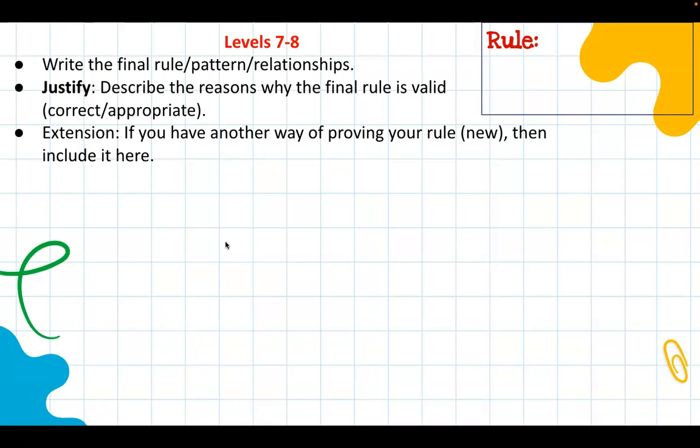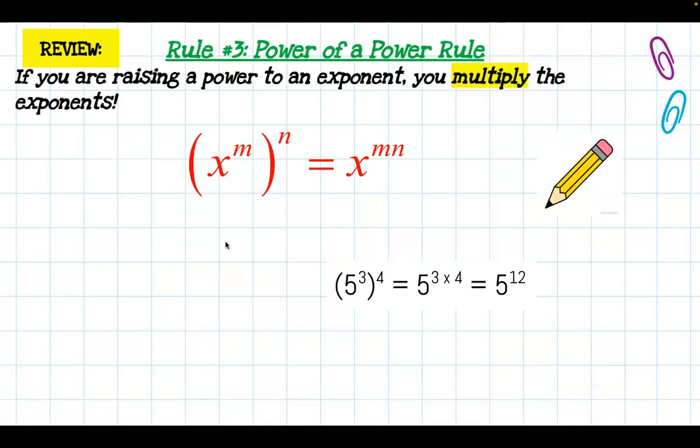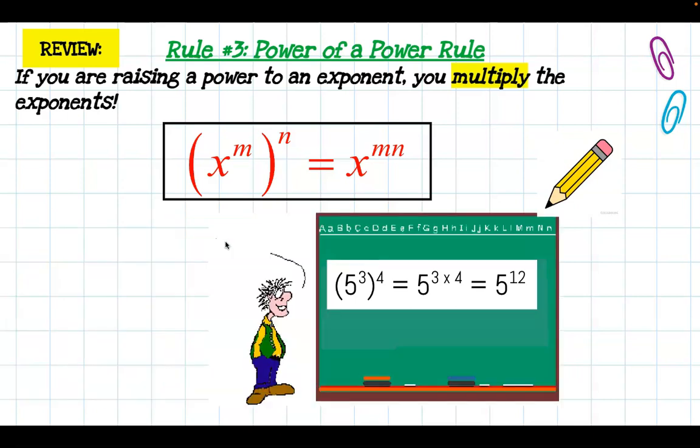So now for the writing of the final rule, I'm just going to go straight to the real rule, which is called the power of a power rule. It says if you're raising a power to an exponent, you multiply the exponents. So here is the formula, x to the m, and you need to have brackets. Without the brackets, it's not a power to an exponent. When it's written this way, you multiply the exponents, and this is your power of a power rule.